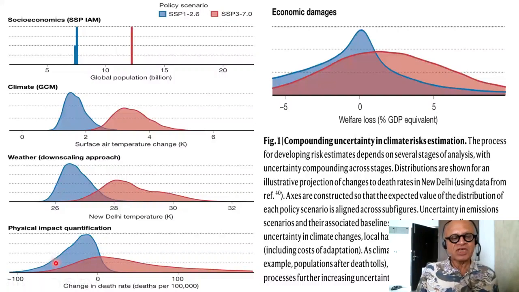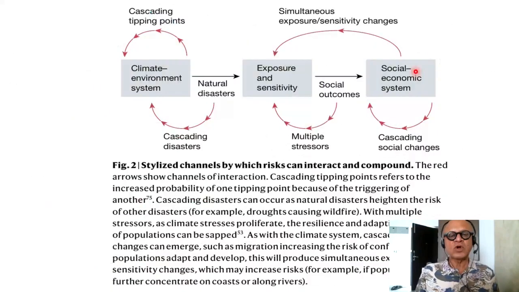Physical impact quantification in terms of, let's say, change in death rate, deaths per 100,000, is also quite different between the two, with this one at the tail end going to very high numbers. And of course there are the economic damages measured in terms of welfare loss as percentage of GDP equivalent, which have lots of overlap, but you can see that it's much higher for the warmer scenarios. Okay, so that gives you a sense of what could be missing.